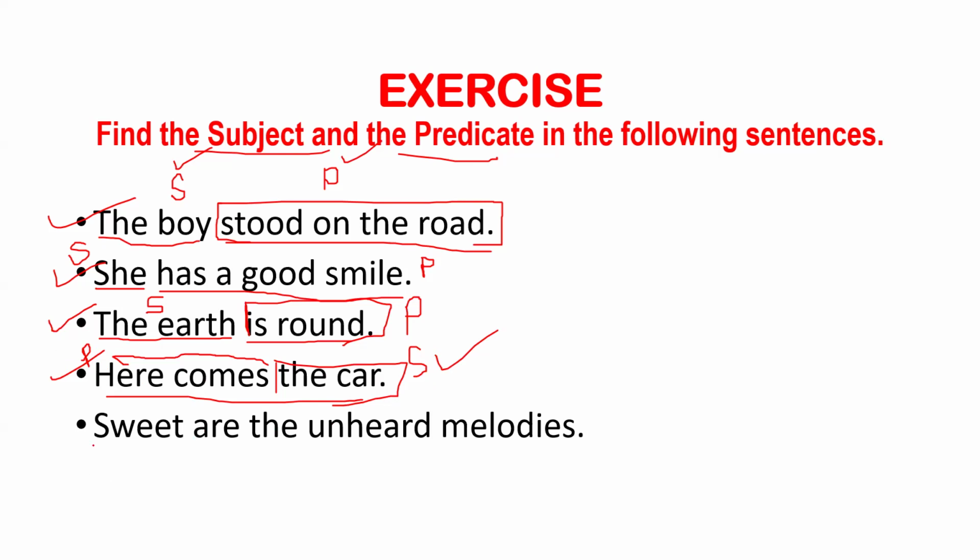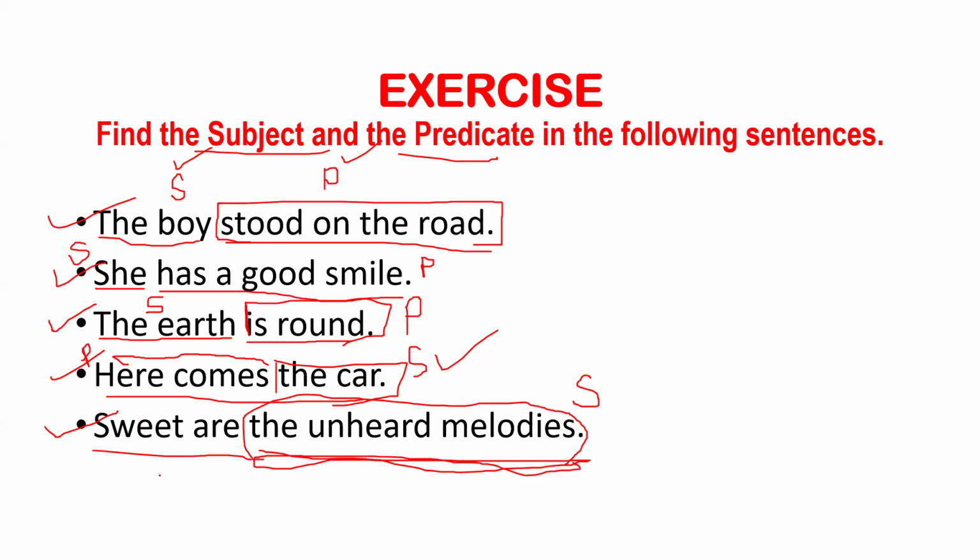So in this example, sweet are the unheard melodies. So what we are talking about here, we are talking about the unheard melodies. We are mentioning here the unheard melodies. So that is why it would be the subject. And what information are we giving about these unheard melodies? That they are sweet. So that is why this part of the sentence would be the predicate.